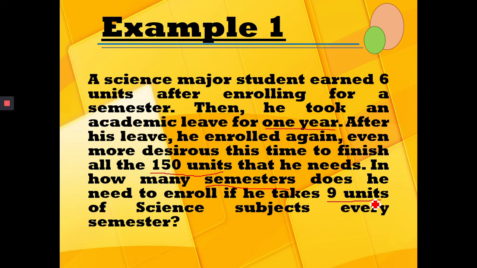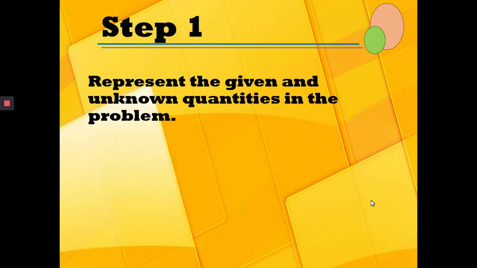So this young student already earned 6 units after he enrolled for a semester. Then he took an academic leave for 1 year. After that, he enrolled again, this time more desirous to finish all the 150 units. Now the question is, in how many semesters does he need to enroll if each semester he will take up 9 units of science subjects? Are you ready? Let's start solving this one. Step number 1: we will just be representing the given.